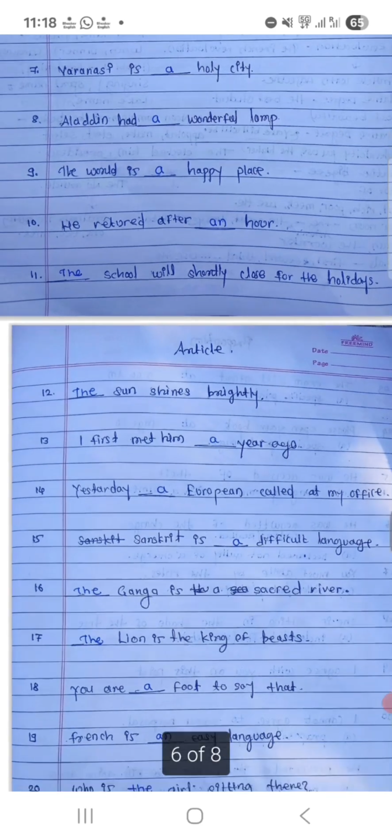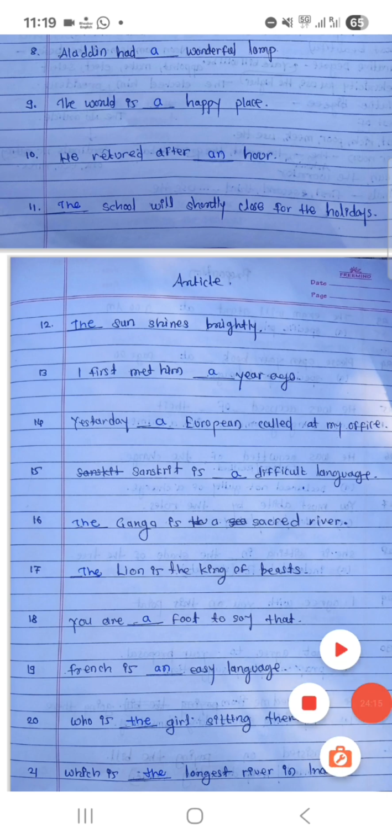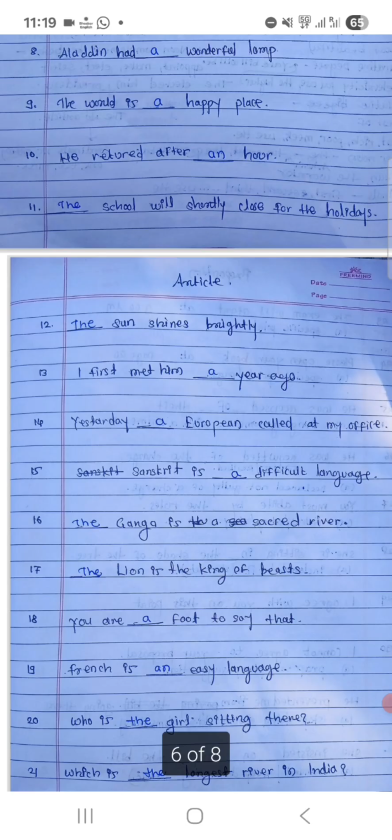Next, the sun shines brightly. Talking about the sun, I told you where we use the: the unique thing. Sun is unique, so use the. Next, I first met him a year ago. Talking about one year, so use a. If it were years, plural, then no article. That means I first met him dash years ago, so no article, because plural things take no a or an. Okay.